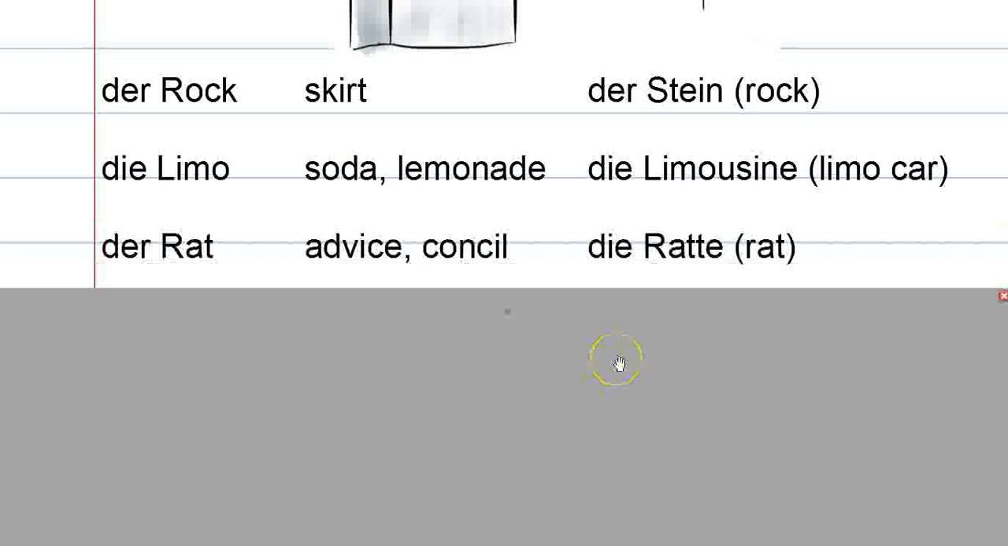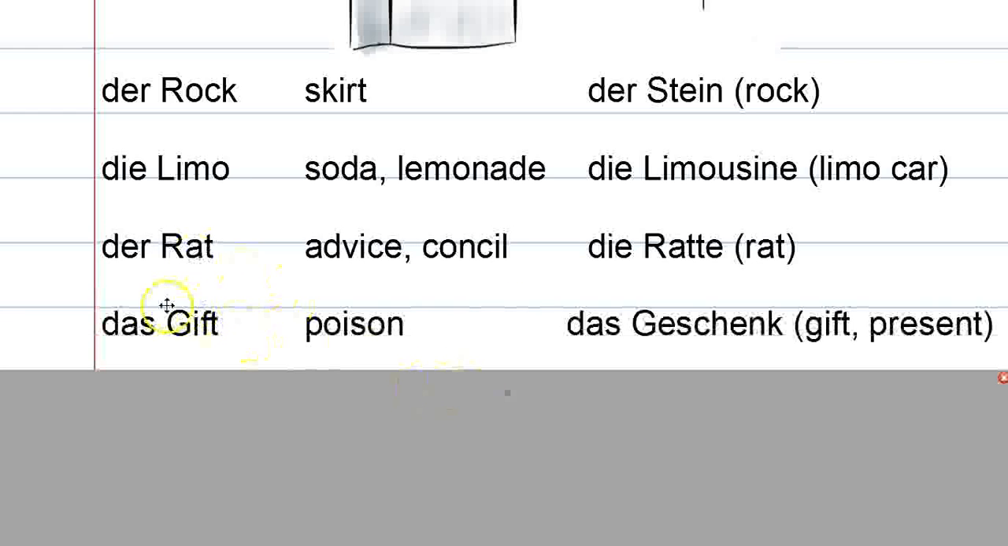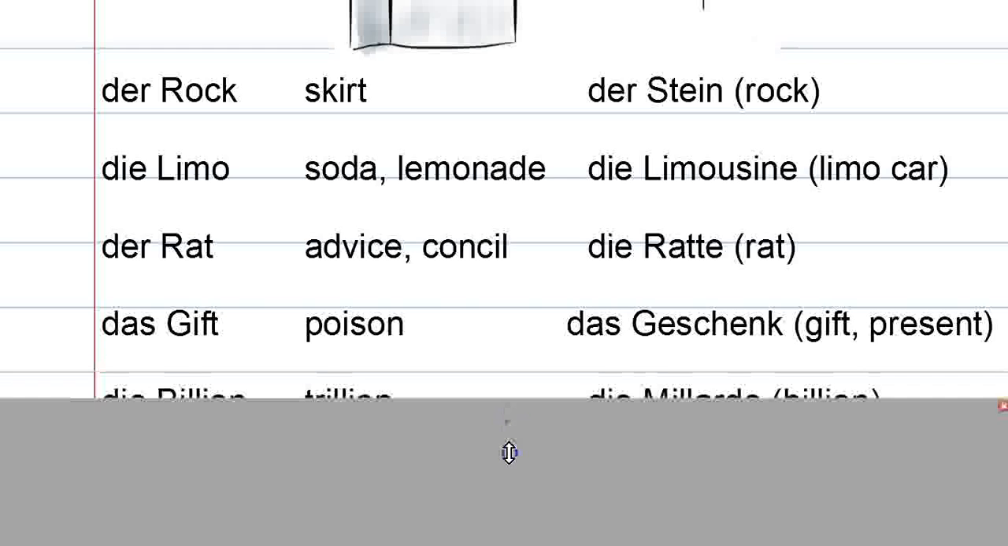Der Rat means advice, not the rodent. This is my favorite one. Gift is poison. Geschenk is gift. So it's kind of a really funny one. If someone asks you in German or Germany if you want gift, you say no and run away.